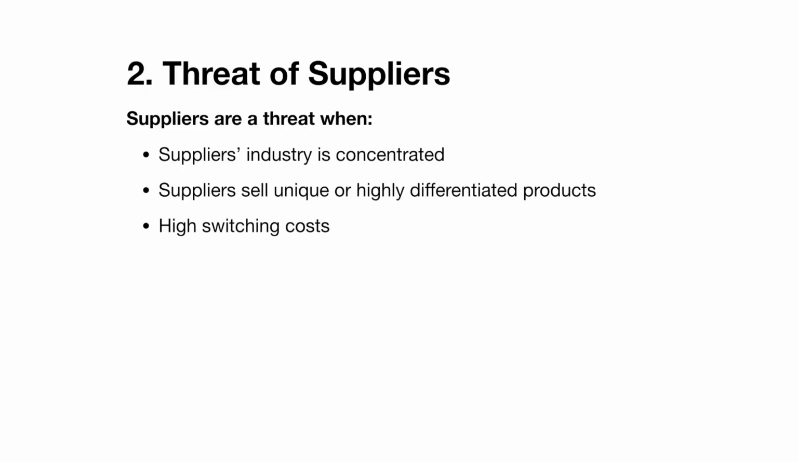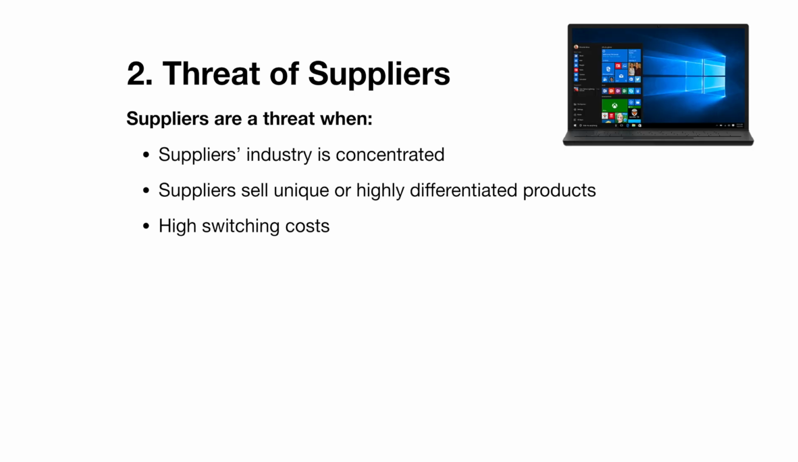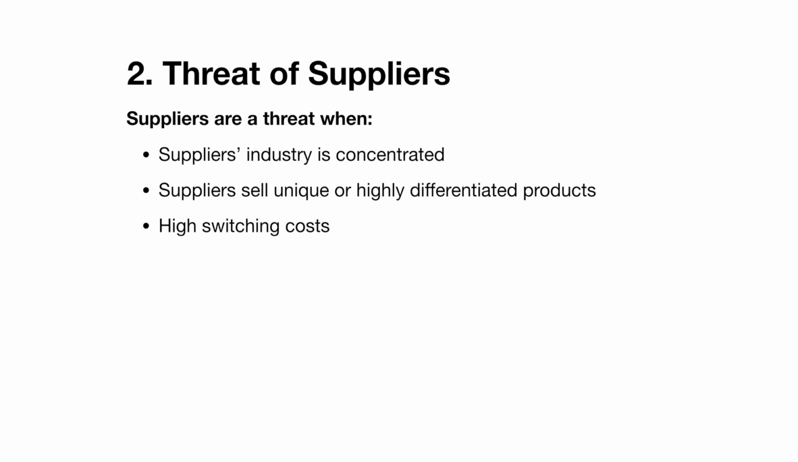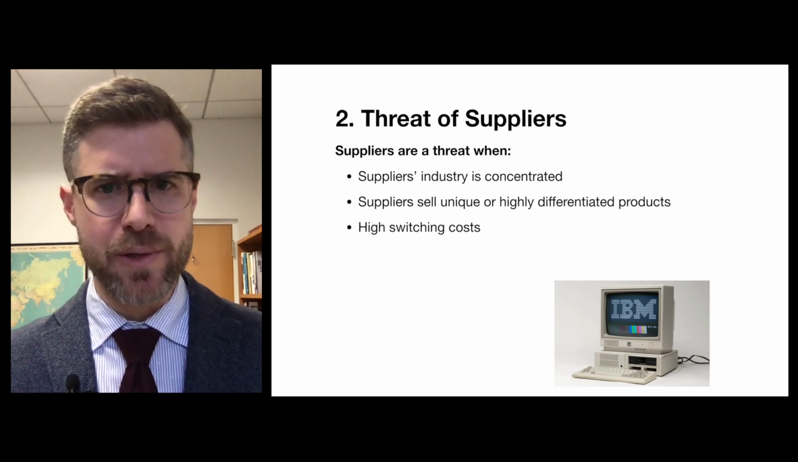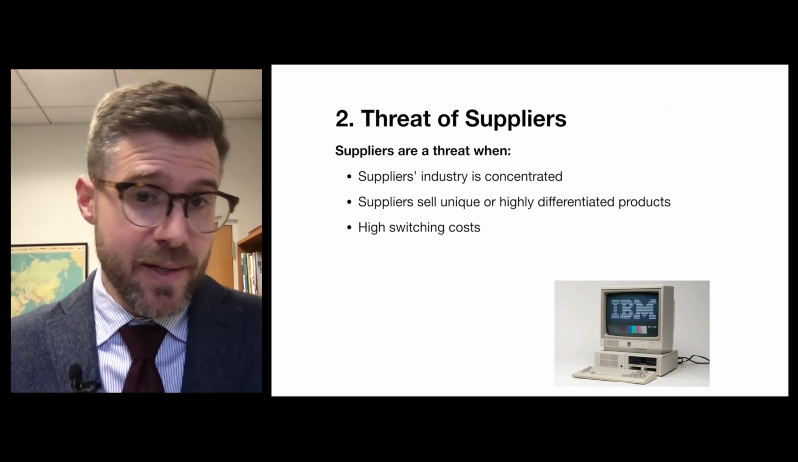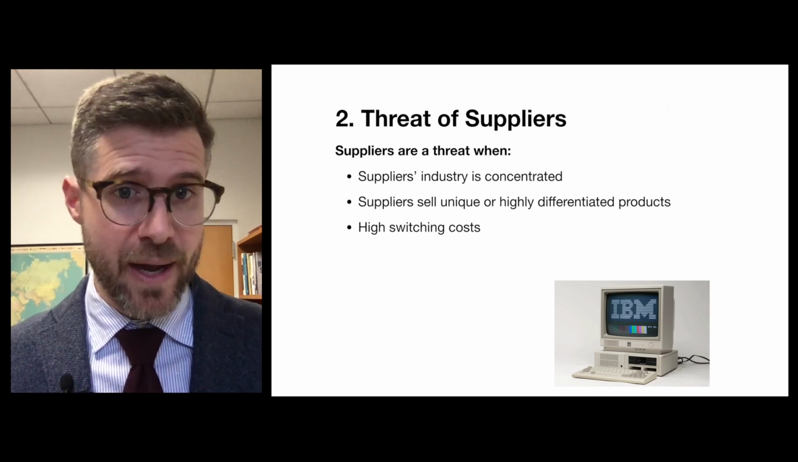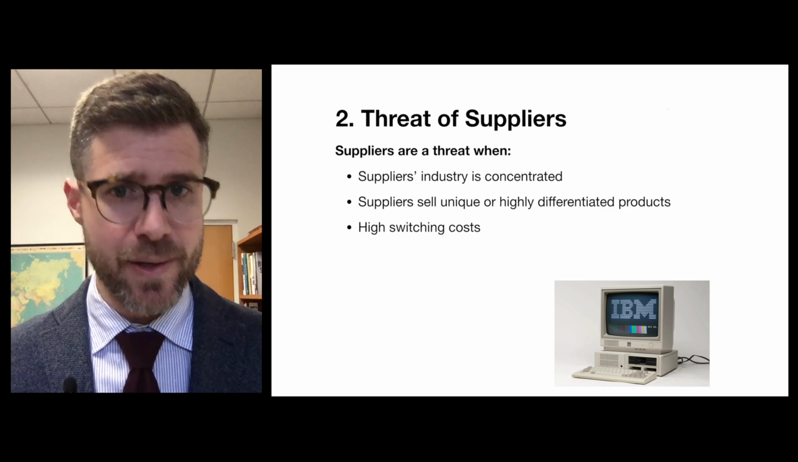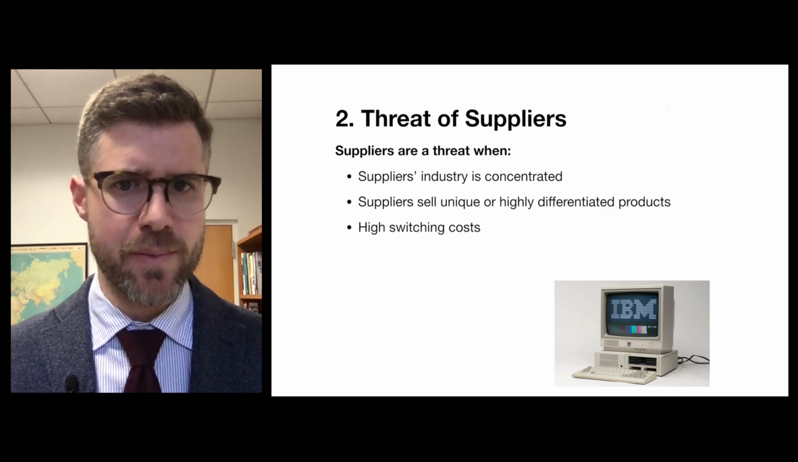For example, if your workplace uses Windows computers, then Microsoft is one of your suppliers. The cost of switching from Windows to Mac OS or Linux would be quite high. In the old days, IBM used to manufacture computers. To do this, they needed a number of suppliers, including hard drive, motherboard, and processor manufacturers. And that's where Intel comes in.